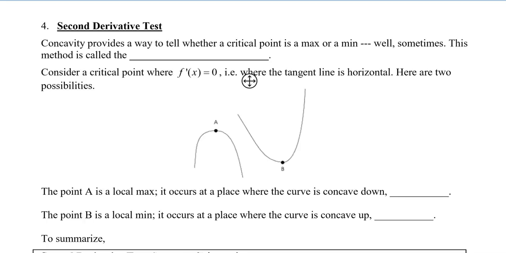In this video, I'm going to show you how to use a method called the second derivative test. Now, sometimes concavity can provide a way to tell whether a critical point is a maximum or a minimum. So when we do this, this method is called the second derivative test.